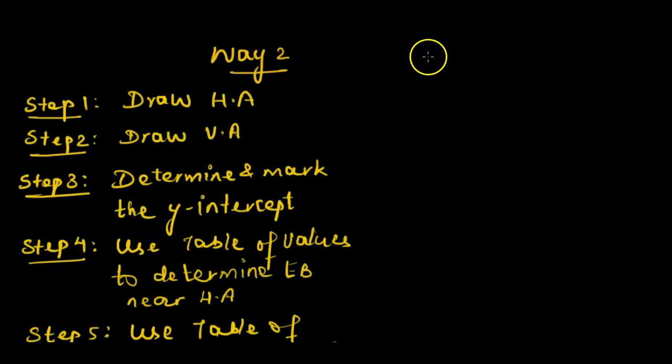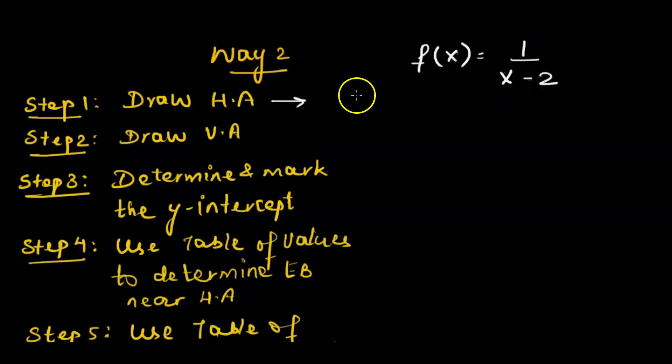Let's say we are asked to make the graph of reciprocal function 1 over x minus 2. Now we know this is a rational function and this is the reciprocal of a linear function because the denominator is a linear function. So step 1 is to draw horizontal asymptote. For that we first need to determine the horizontal asymptote, and because the numerator degree is less than denominator degree, the horizontal asymptote is y equal to 0. Next is to draw vertical asymptote.